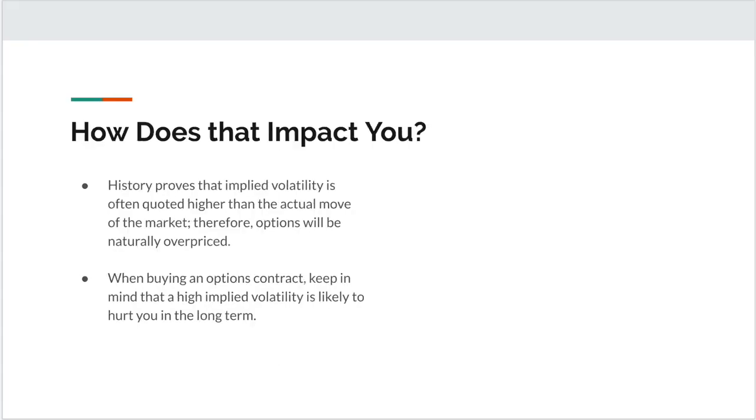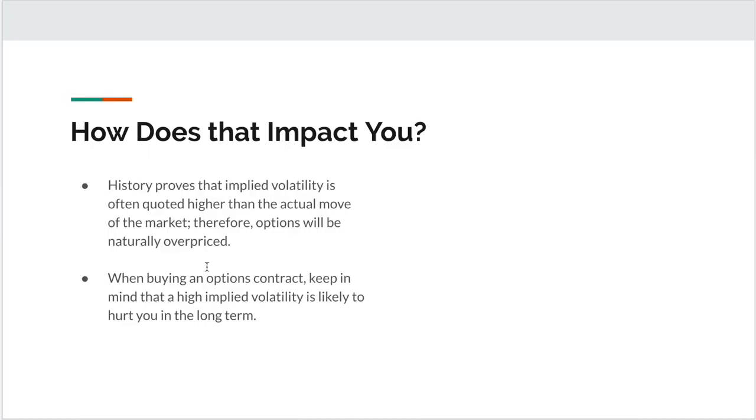So let's talk about how it impacts you. How does volatility impact you as an option buyer? We talked about that briefly when we were on the website, but I want to discuss it some more. So history proves that implied volatility is often quoted higher than the actual market. Therefore, options will be naturally overpriced. So if options are naturally overpriced for you as a buyer, you can automatically assume that if you hold those options, implied volatility is also working against you with time.